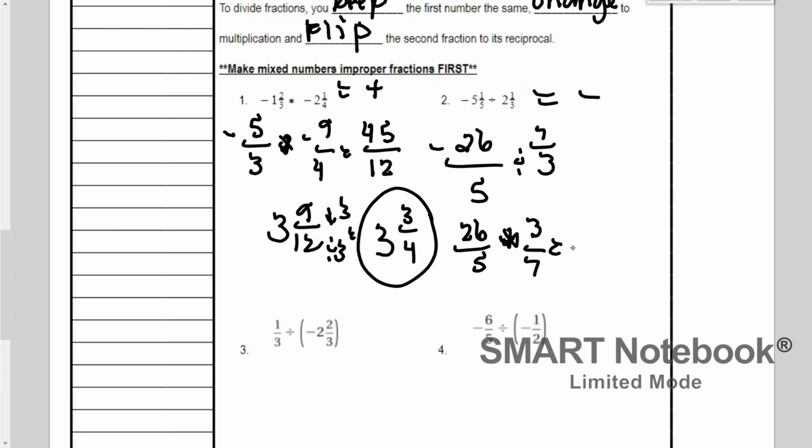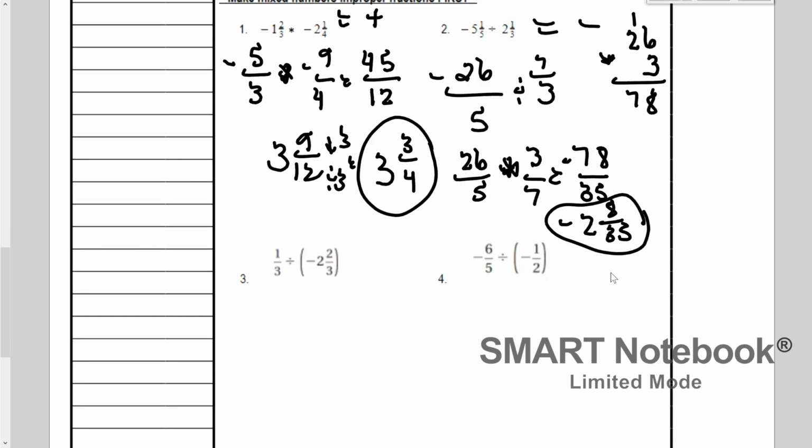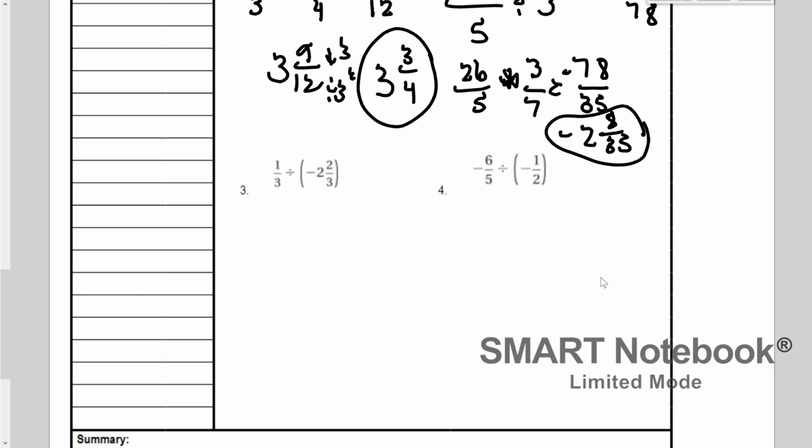26 times 3, if that's not mental math, which it is not for me, I would just show that on the side, is 78 over 35, and it's a negative. 35 can go into 78 twice, because that would be 70, so it would be a negative 2 and 8/35. Yeah, 8 and 35 can't be divided by the same number, so that's it. If you haven't already, pause the video, try these next two on your own, and then resume the video to check.